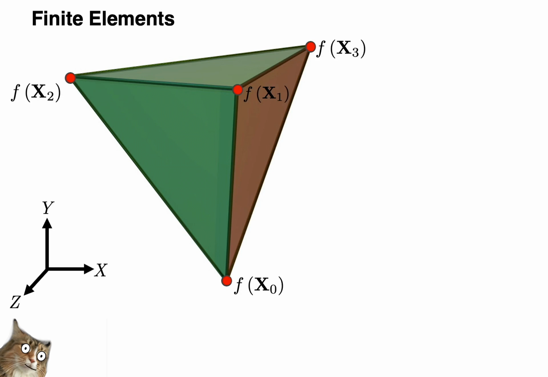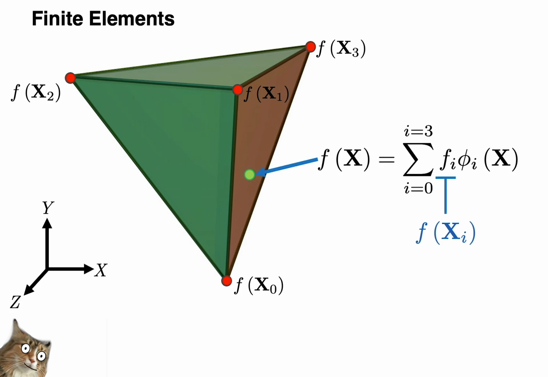Imagine I tell you the value of some as yet unknown function on the vertices of this tetrahedron. The game is to reconstruct the function at every point inside the tetrahedron. Let's make a choice about how to do this. Specifically, we are going to represent the function at any point inside the tetrahedron as a weighted sum of the per-vertex values. The weights for this average are going to be spatially varying functions, denoted by phi sub i, and there's going to be one associated with each vertex. Typically, we refer to these weight functions as shape functions.